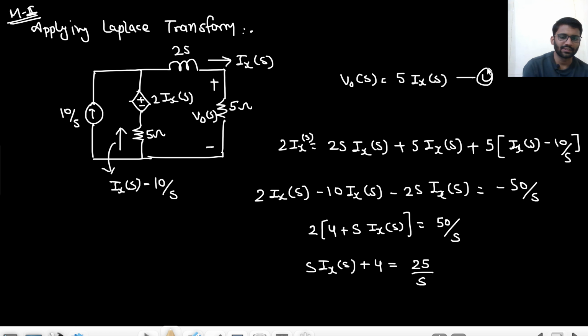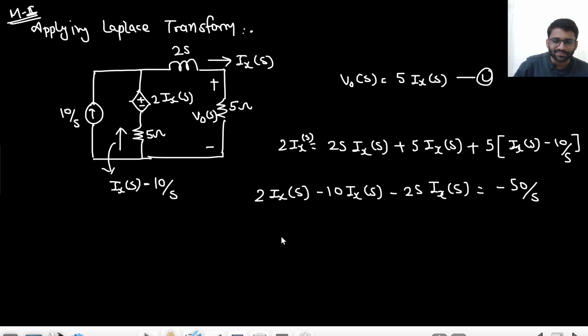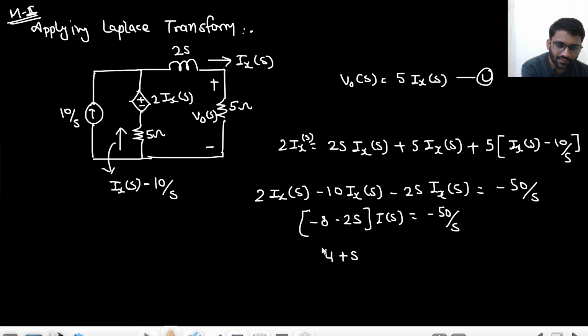Okay, let's just solve it. So I was just thinking I am doing something wrong. What did I do here? So this is minus of 8Ix and minus of 2s Ix. Basically minus of 8 minus of 2s Is, minus 50 by S. So 4 plus S times I of S equals 25 by S. Right? So I of S would be 25 by S upon S plus 4.